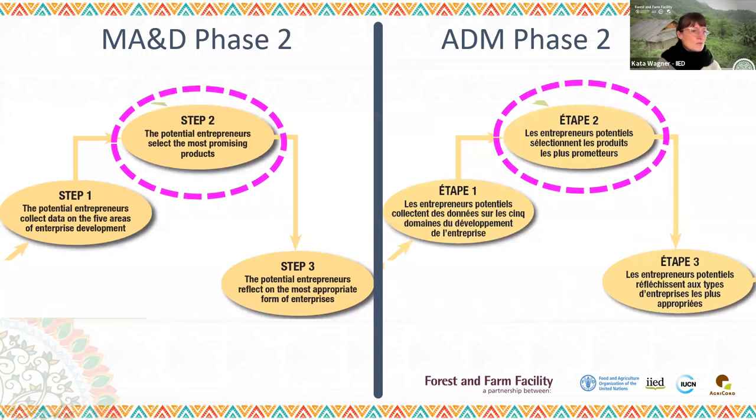And now I'd like to move to step two of phase two, which is the step where the potential entrepreneurs select the most promising products. And here I'm going to stop sharing again because I would like to hear about your experiences in implementing step two of phase two. So the data collectors have come back with their data, and now what happens?